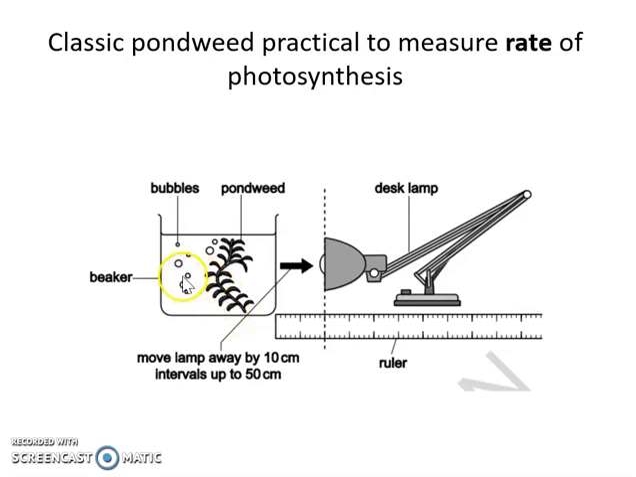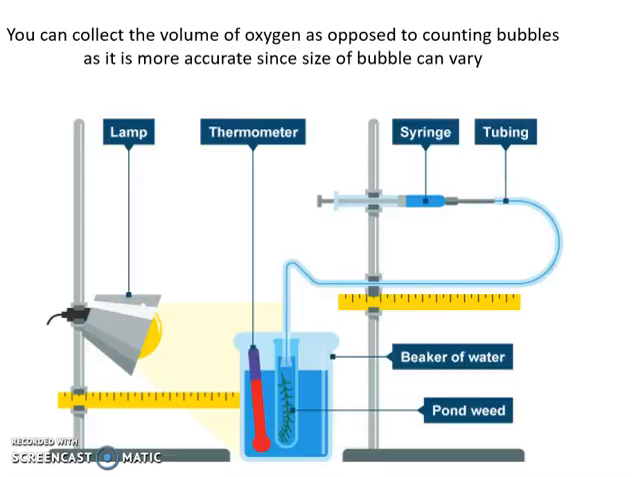And here we can measure the number of bubbles of oxygen gas that are produced per unit time, or we can be more sophisticated and we can do this kind of setup where we actually collect the gas that's produced. This is a much more accurate measurement because we are actually measuring the volume of oxygen produced per unit time, because remember the size of the bubble might vary.